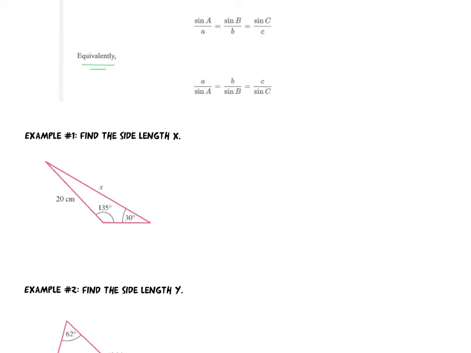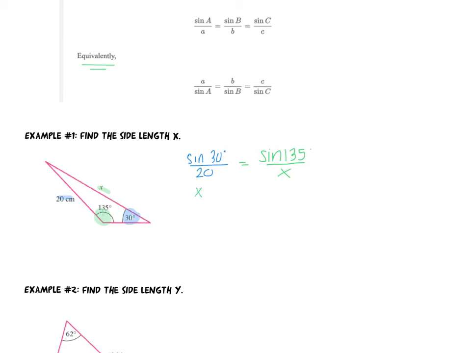For example number 1, it wants us to find the side length x. Well, luckily we have law of sines. If I look at 30 degrees, the side opposite of it is 20 centimeters. So I can write sine of 30 degrees over 20, following sine of A over the side length, is going to equal sine of 135 degrees over x. Notice I have all the sines on top and all the side lengths on the bottom. Now you have this nice proportion that you can cross multiply.